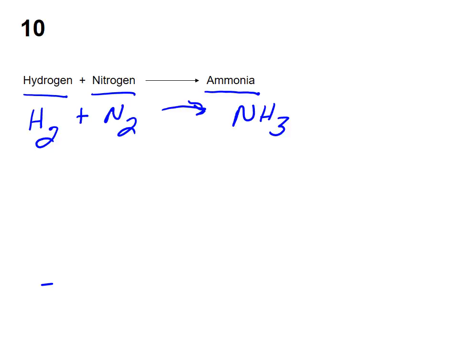Now we need to balance it. And again, we do hydrogens last. So I have 2 nitrogens, but I have 1. So I need 2. Now my hydrogens, that 2 is 3, so there's 6 total there. So I'm going to need 3 over here to make 6. So this is how you would balance that one. So now that is balanced.